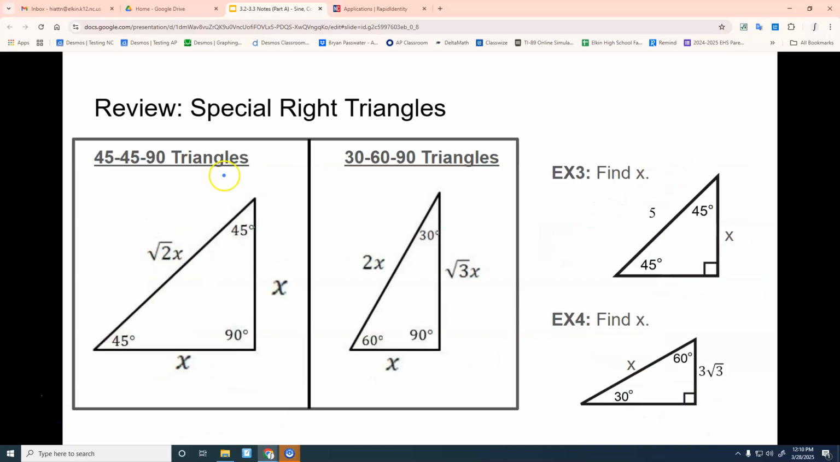Okay. So this next slide is on special right triangles. I know Miss Martin does this. How many of you had Mr. Brown for Honors 2? Several of you. Do you guys remember if you saw special, like 45, 45, 90 triangles and 30, 60, 90 triangles?